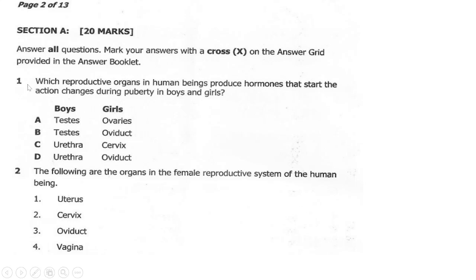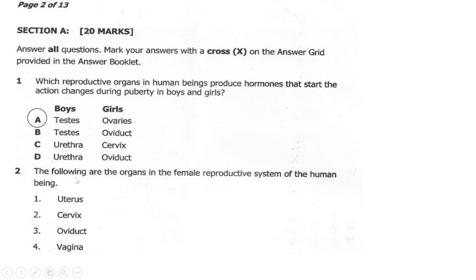Okay. So question 1 reads, which reproductive organs in human beings produce hormones that start the changes during puberty in boys and girls? A, in boys testes, then in girls ovaries. Yeah, that is correct. So the answer is A.